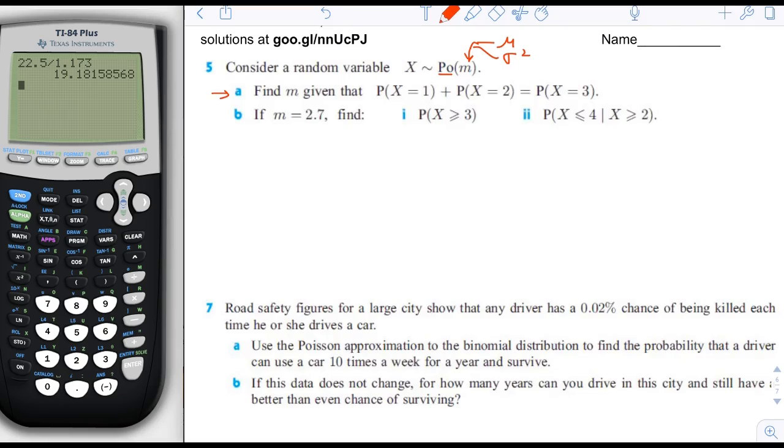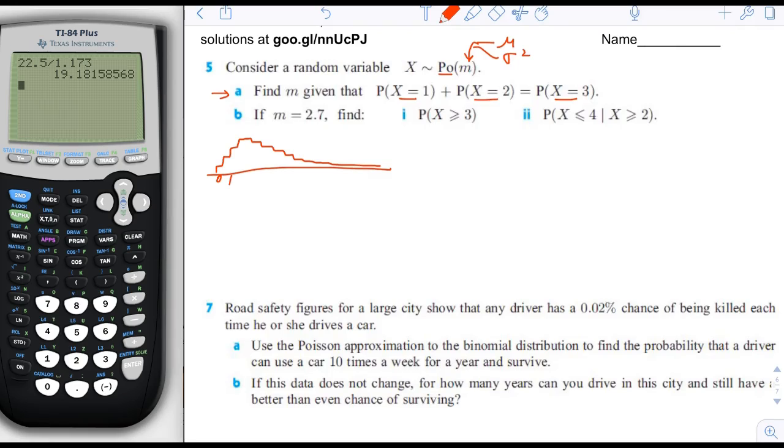Find m given that the probability that x equals 1 plus the probability that x equals 2 is equal to the probability that x equals 3. That's interesting. Okay, so the Poisson distribution is kind of shaped like this. It gets big, and then it gets smaller, and then it fades off to infinity. And this will be 0, 1, etc. So let's find m, given that this is true.